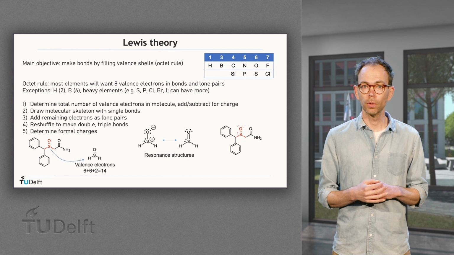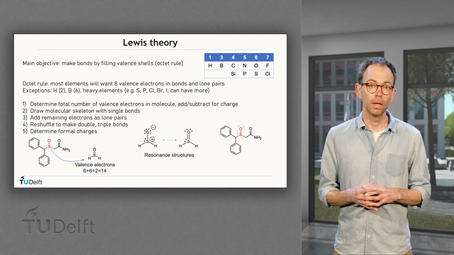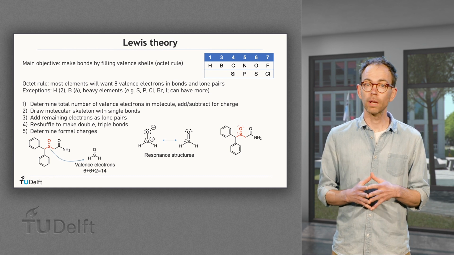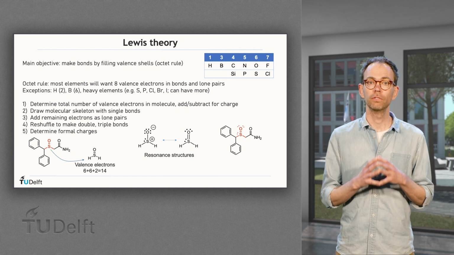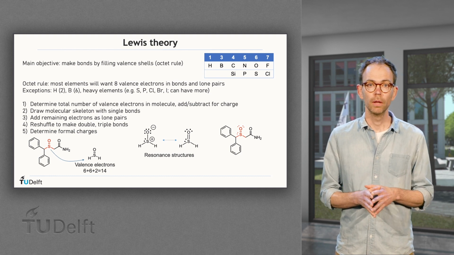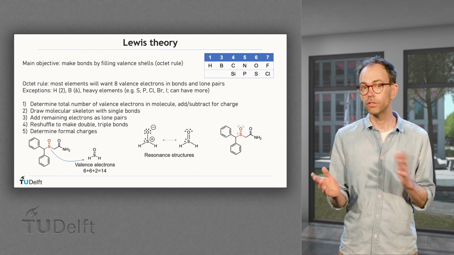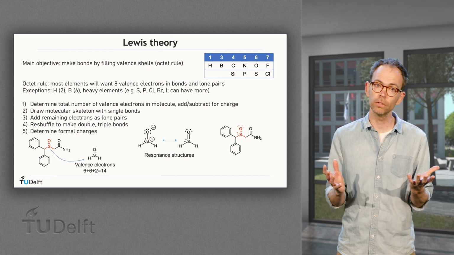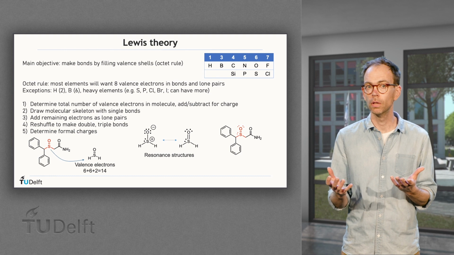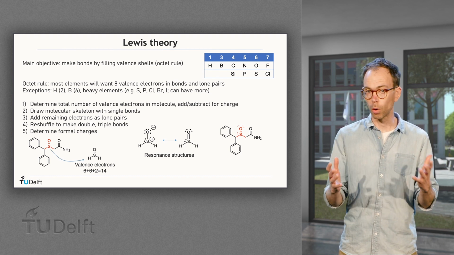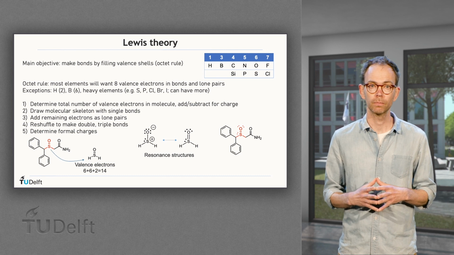A leading principle in this is something known as the octet rule. Most elements want a total of 8 valence electrons in bonds and lone pairs around them. There are exceptions though. Hydrogen wants only 2, boron wants 6, and the heavier elements such as sulfur, phosphorus, and chlorine, bromine, iodine, these can have more than 8 electrons around them.